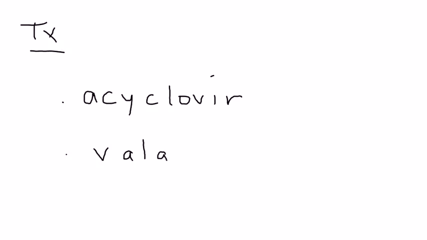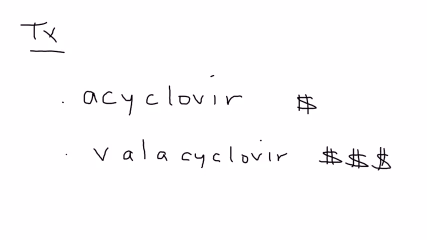So treatment. Well, the good news is that for all types of herpes, the treatment is essentially the same drugs. Acyclovir is by far the most common, and then valacyclovir is also used. Valacyclovir is more expensive. I'll draw 2 dollar signs here and 1 dollar sign. Actually, let's draw 3. It's quite expensive, but this is more commonly used. These are antiviral drugs, and they all tend to end in vir, just in case you're wondering.